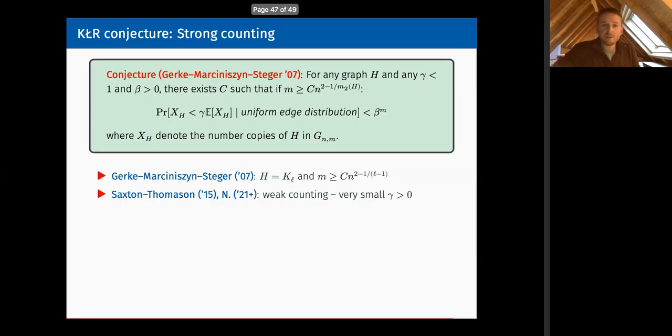And for the last few minutes, just some open questions. There is a counting version of the KŁR conjecture by Gerke, Marciniszyn, and Steger, which says that if you condition on this uniform edge distribution, not only will you get one copy of H, but you will get at least almost the expected number of copies of H. This was proven in that paper for H being a complete graph, but with m significantly larger than what the conjecture states. The version of containers by Saxton and Thomason and the proof that I just showed you give a weak version of this conjecture, where you can't show that you get 1 minus epsilon times the expected number of copies, but you can get at least epsilon times the expected number of copies.